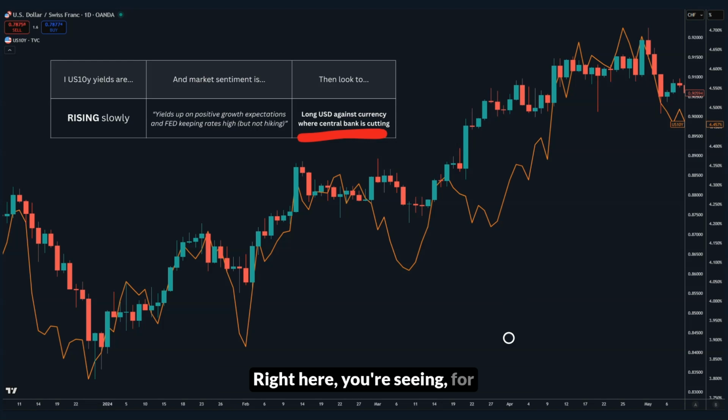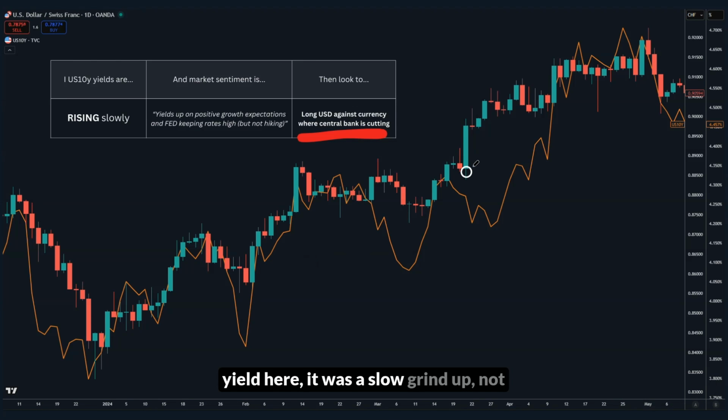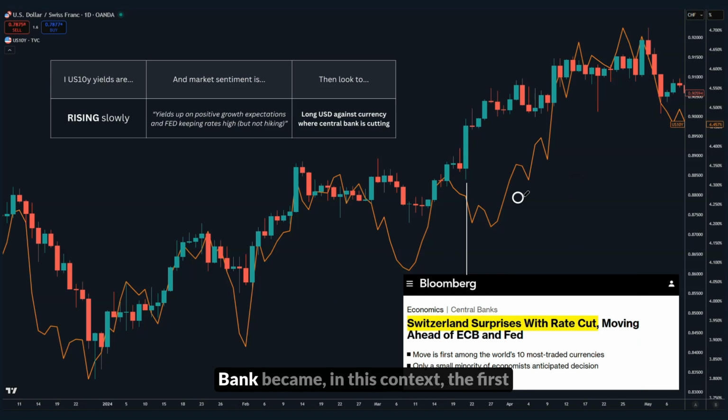Right here, you're seeing, for instance, an example from 2024. The Fed was holding rates high and refusing to cut. Growth was still very decent. And you can see, in fact, on the 10-year yield here, it was a slow grind up. Not a vertical move, just a slow grind up. Now, at the same time, the Swiss National Bank became, in this context, the first major central bank to start cutting rates. Everyone has spent 2022 and 2023 hiking, except Japan. And the whole question in 2024 was, who actually blinked first?